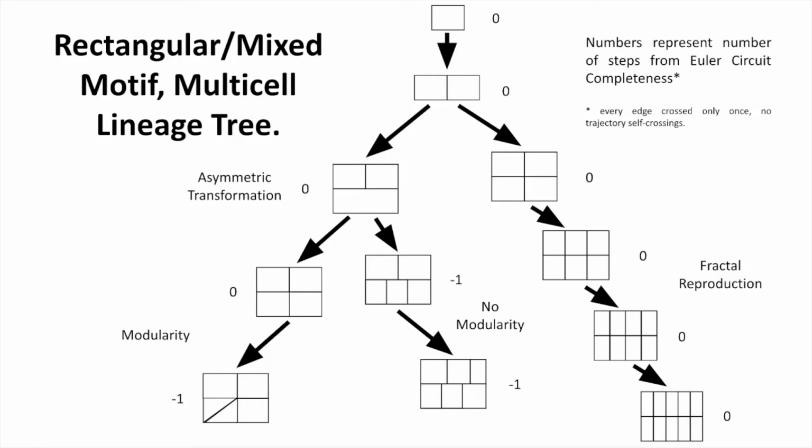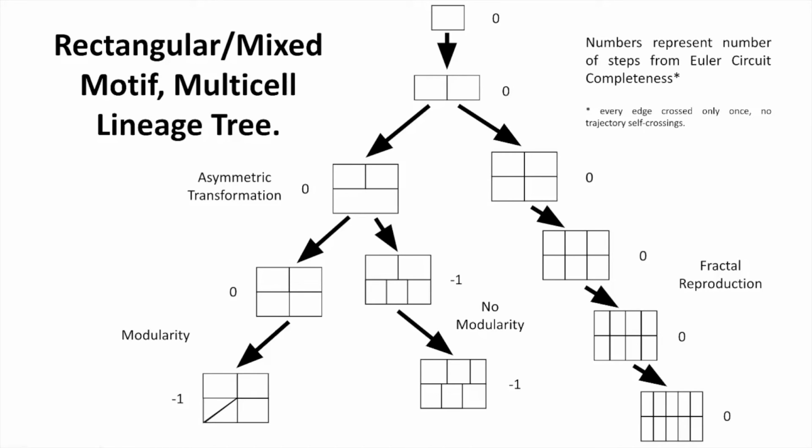But then finally, we get to a point where we do this asymmetric transformation twice, and we end up with something that's not Euler complete. So this lineage is not going to be Euler complete. However, with this one here, you keep going and maybe you add in a new shape, and you end up losing your Euler completeness. And then eventually you get to this modularity where you recover it.